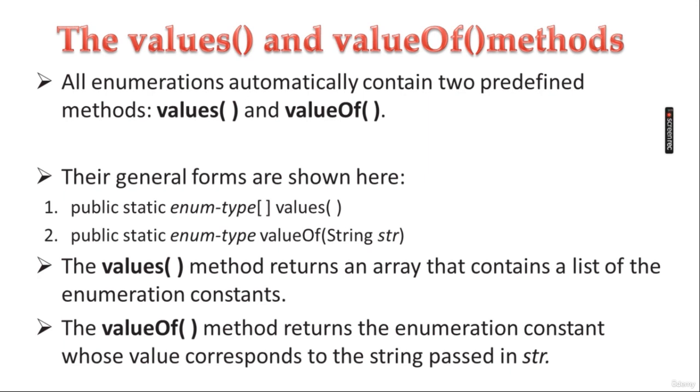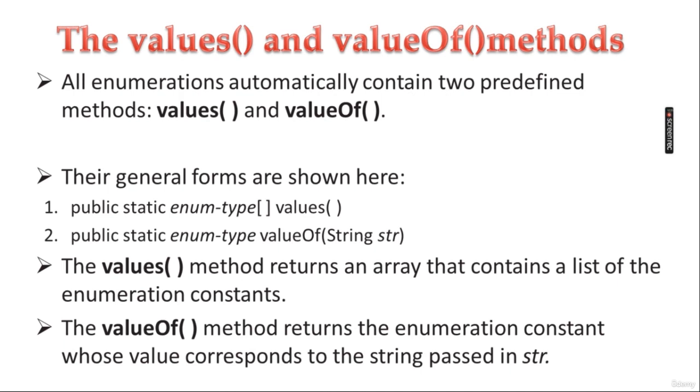Now, values and valueOf methods. Enumeration automatically contains two predefined methods, values and valueOf. So in Java, the enumeration class has already been given two default methods. Those are values and valueOf. Okay.